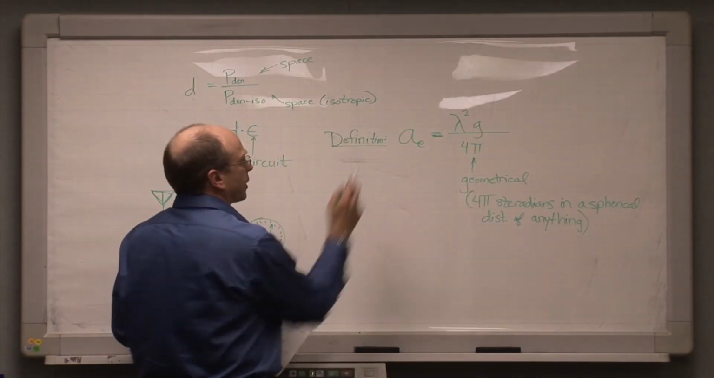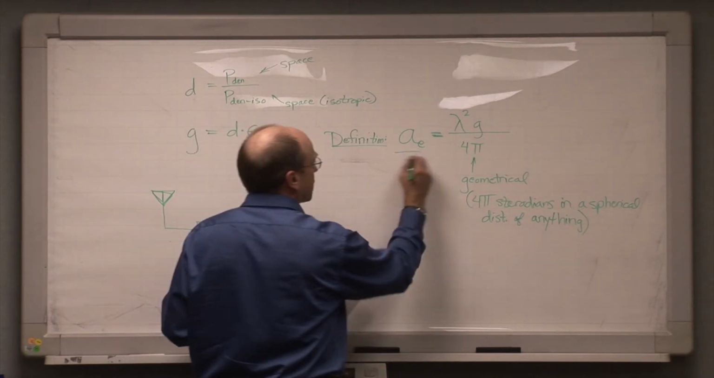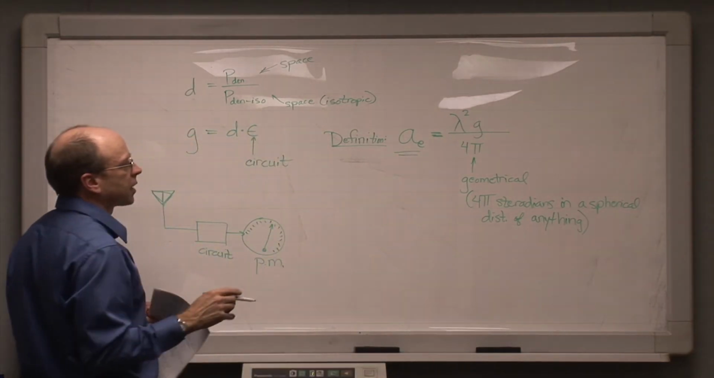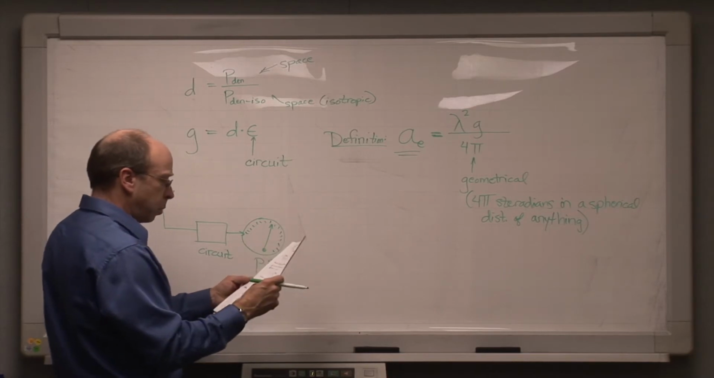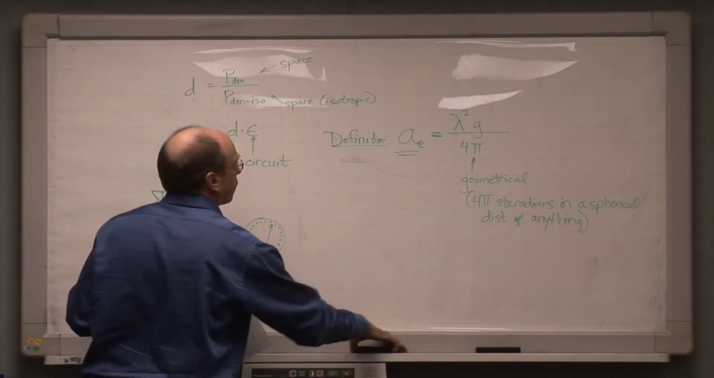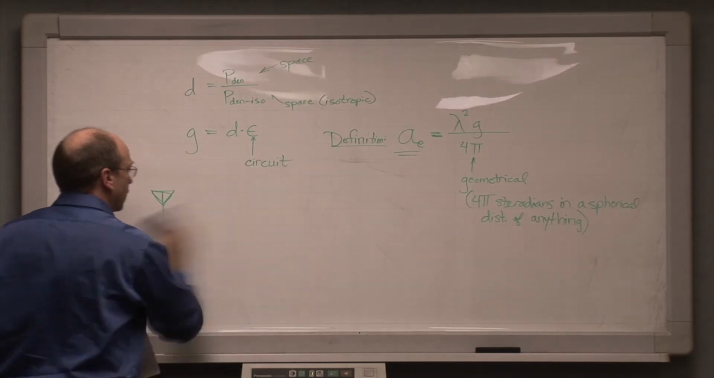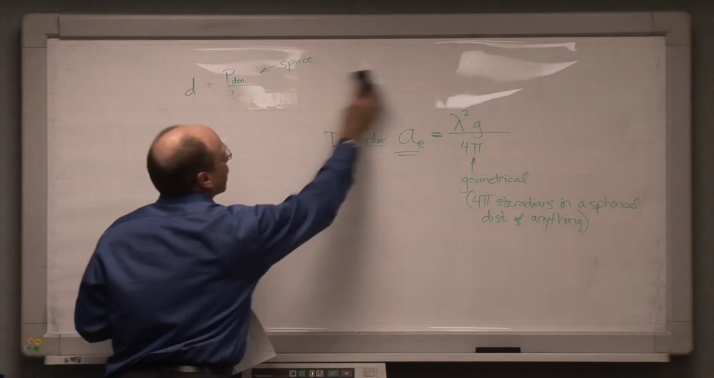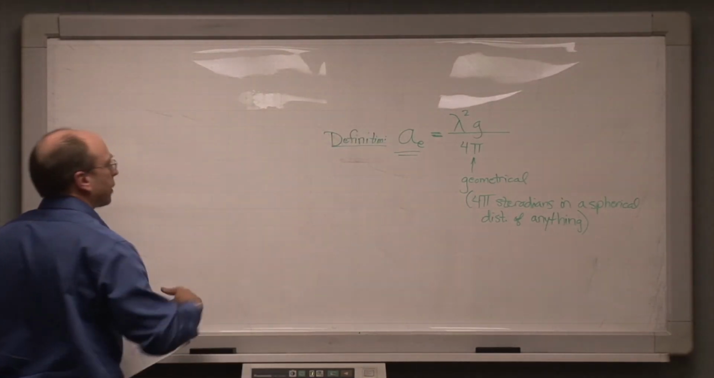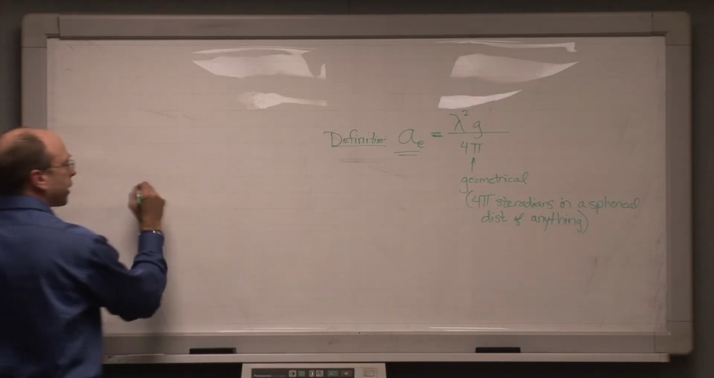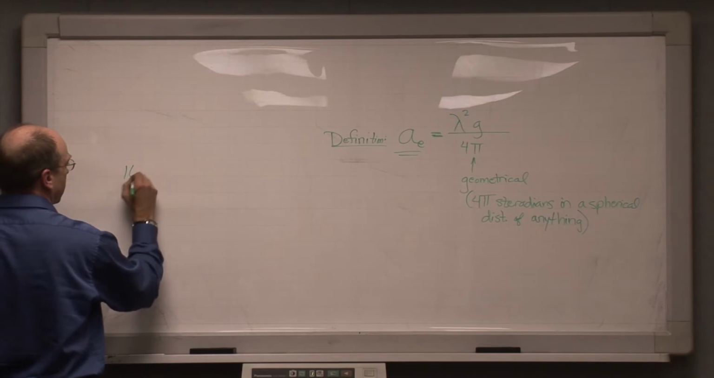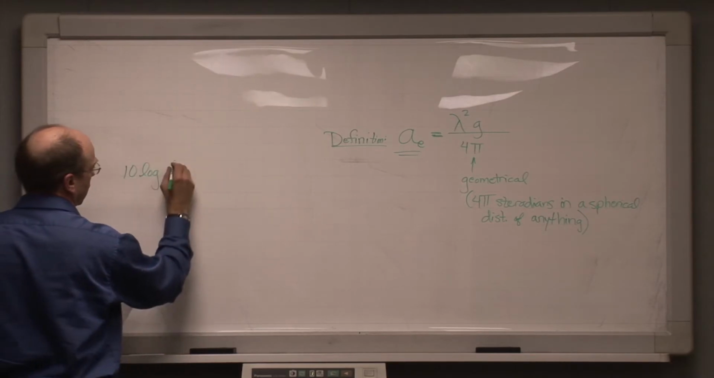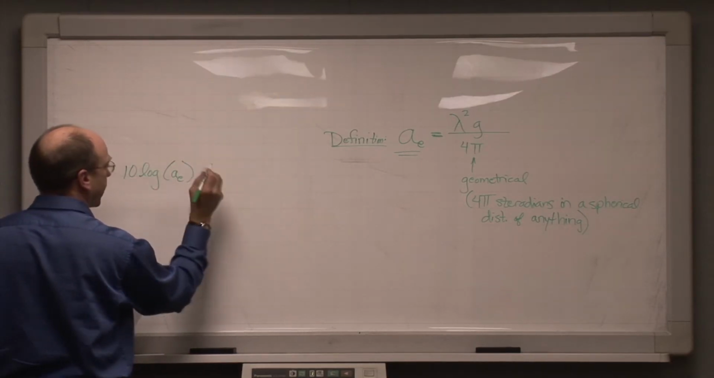Okay, so lambda squared times G over 4 pi. Now, this is definitional. But suppose that we want to represent the effective aperture of an isotropic antenna in a propagation calculation. We've done this in an earlier talk in the series, such that we're going to work in decibels. And so at some point in our calculation, we have to take 10 log of A sub E.